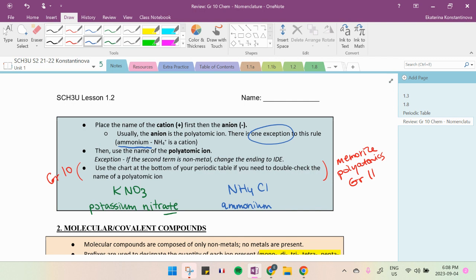So it is ammonium. Then, continuing with the exception, your second term is a nonmetal, Cl, which is chlorine, and you have to change the ending to ide, right? Because that's a regular element. All right? So all of those 3 different types, different forms of naming and writing formulas are ionic compounds.